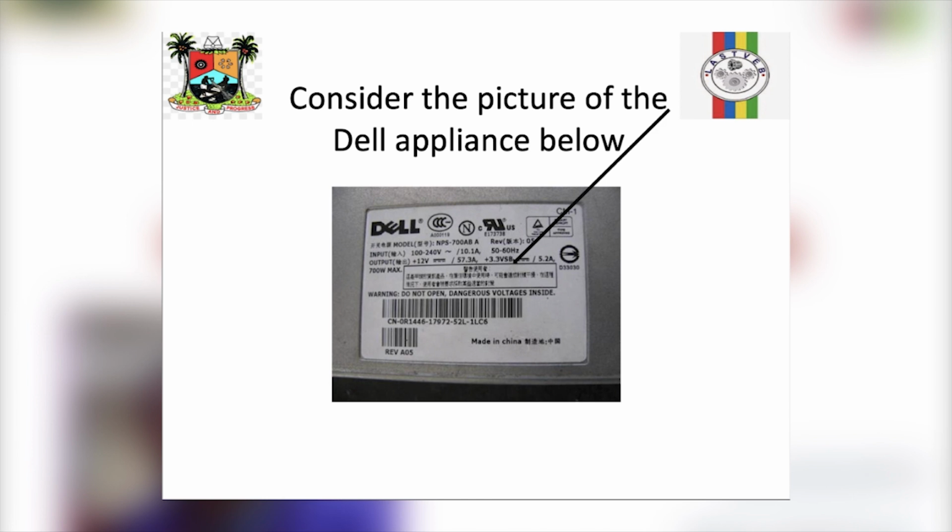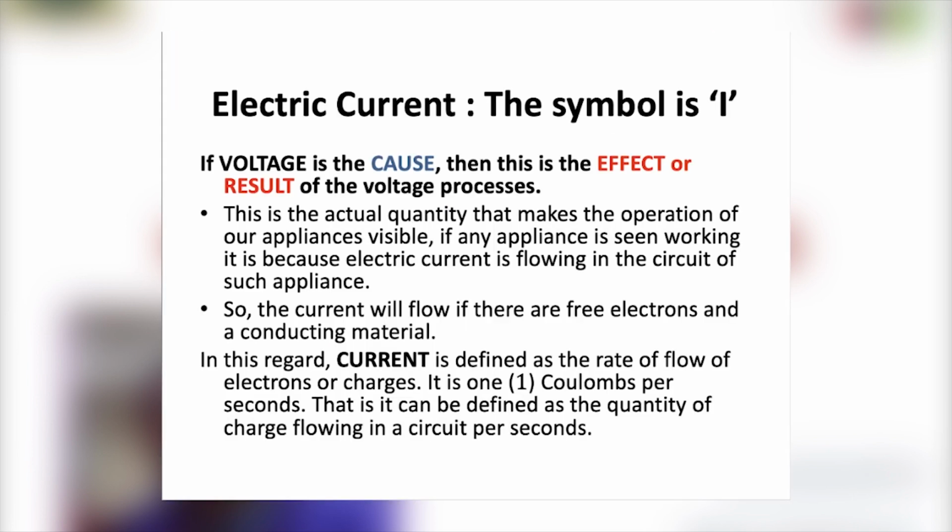Now we move to the third one, which is electrical current. If the voltage is the cause, then what is current? Current is the effect or the result of the voltage processes. It's the actual quantity that makes the operation of our appliances visible.